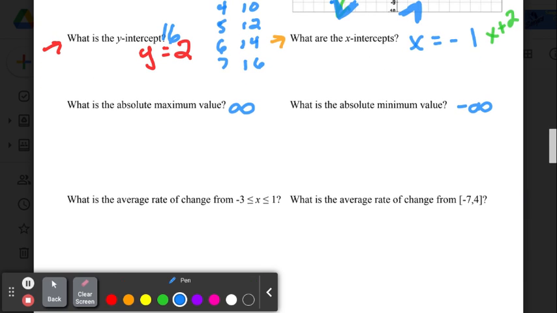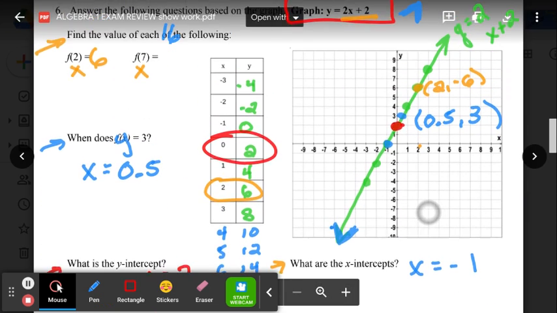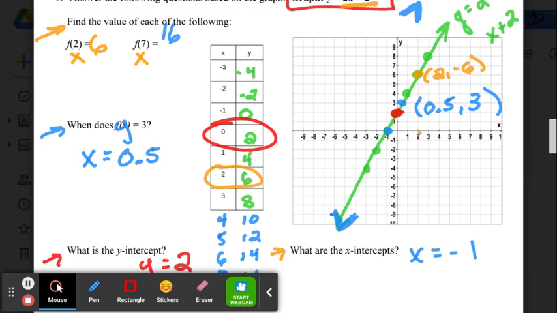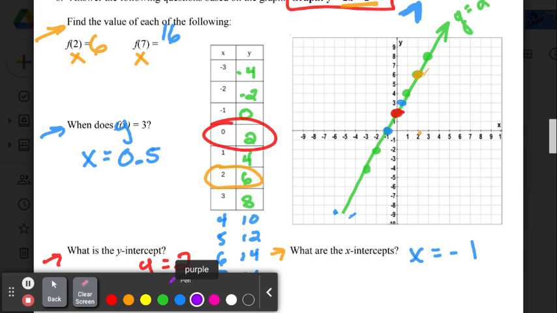What is the average rate of change? That means slope from -3 to 1 on the x. So let me come back up here. Hopefully I didn't kill my graph. I'm going to erase a few things. We got points everywhere. Okay. So here's -3, here's 1. So from this point to that point.